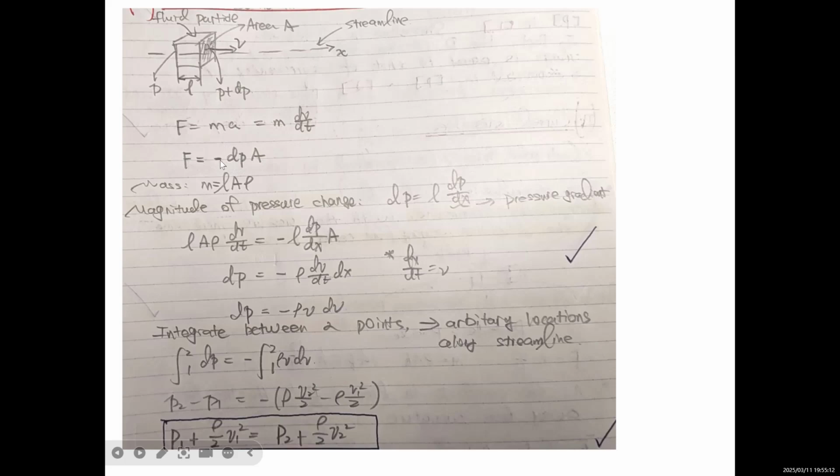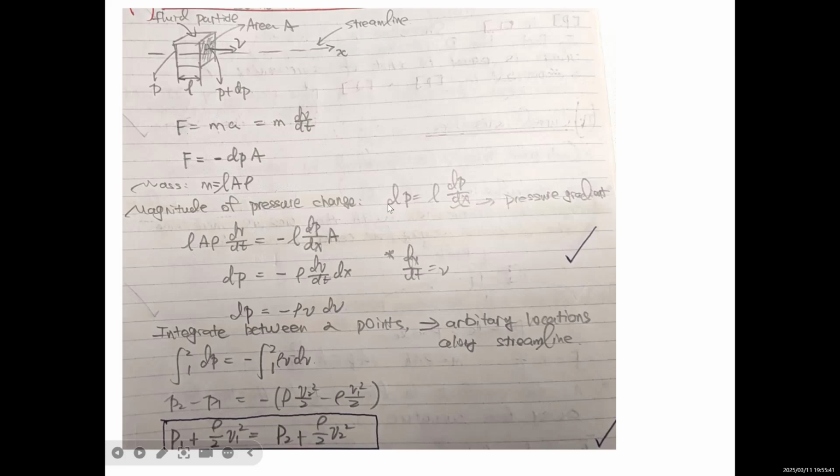Notice that there's a negative sign here. The negative sign is because the force acting on the particle is in the opposite direction to the velocity of the particle. The mass of the particle can be expressed as L times A times rho, which is mass equal to volume times density. Volume can be expressed as L times A. So now you have an equation here.